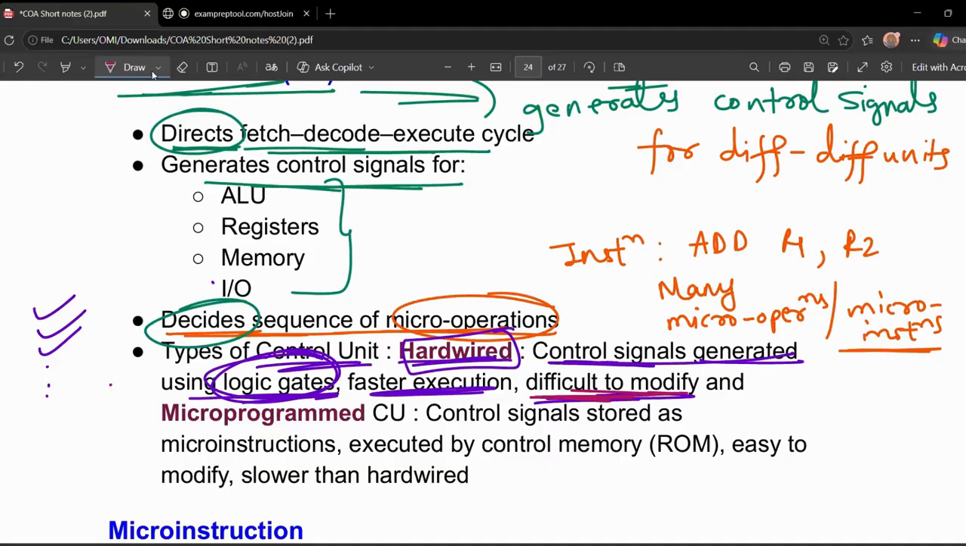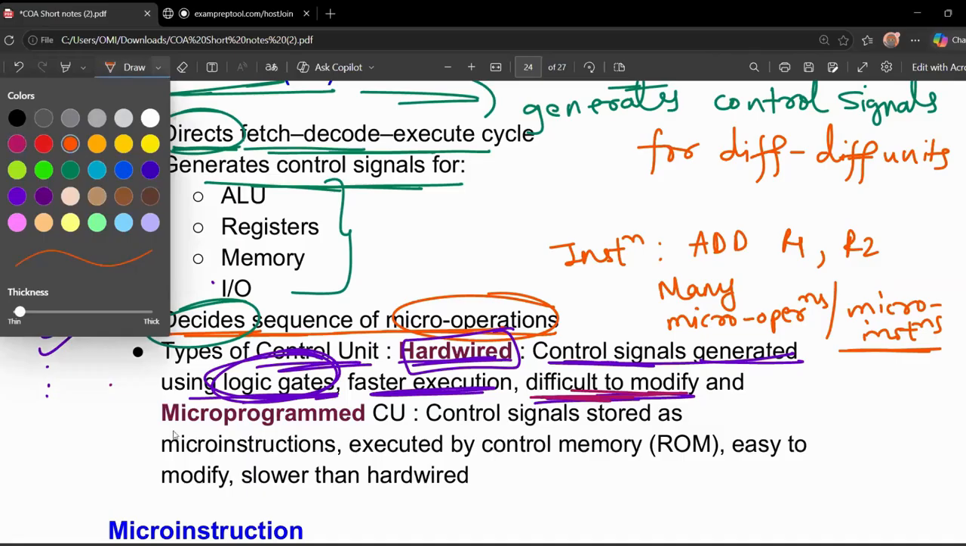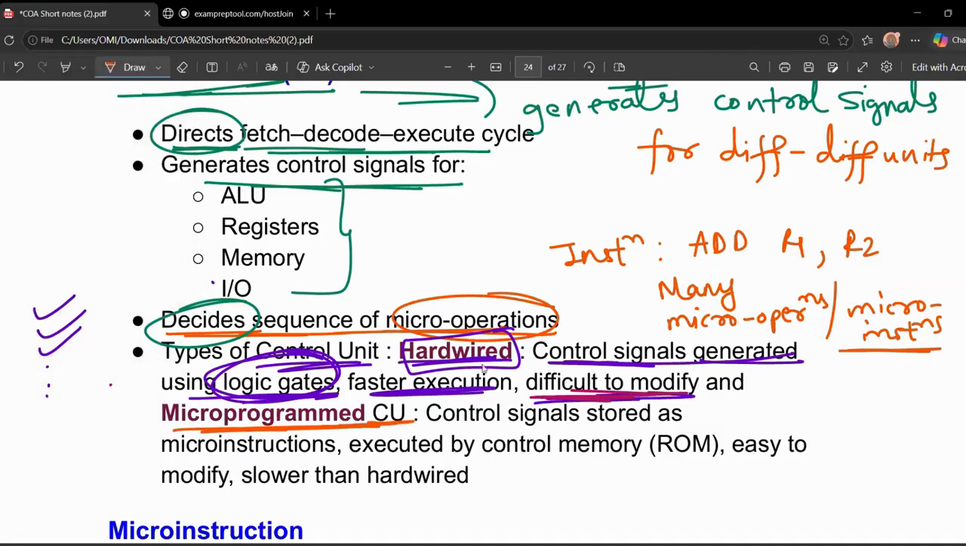And what is the next type? The next type is the micro program control unit. The control signals are stored as micro instructions and executed by the control memory, which is also called ROM. It is easy to modify and slower than hardwired. So see this carefully.